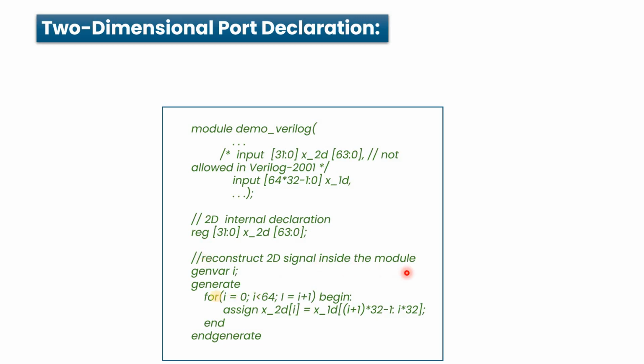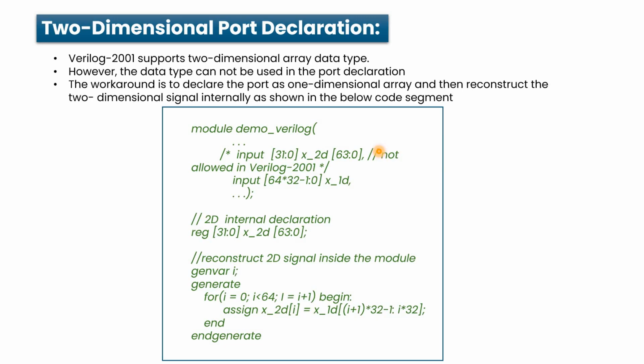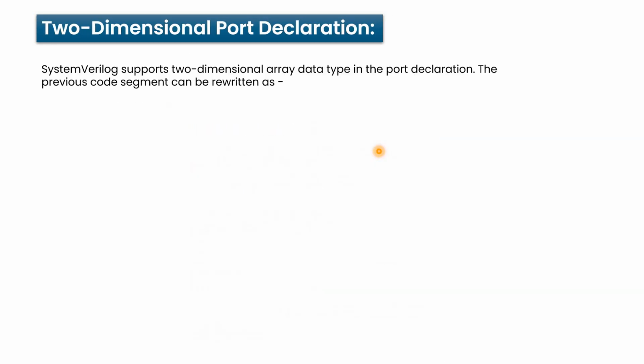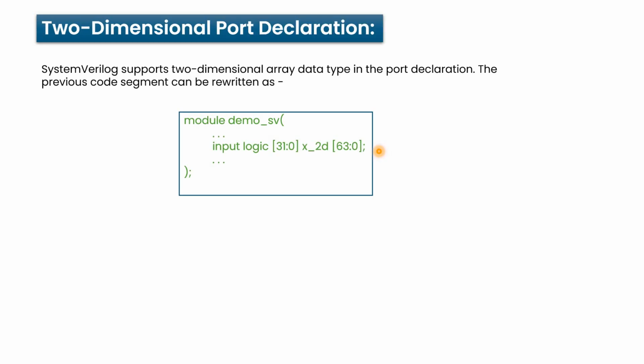We have to reconstruct the 2D signal inside the module. So again we have 64 locations, so we have to construct a two-dimensional array, something like this. So this was again an extra overhead while using two-dimensional ports in Verilog. Two-dimensional arrays are possible in Verilog, but two-dimensional port declaration is not permitted. And this has been improved in SystemVerilog, and in SystemVerilog we can directly declare a two-dimensional port like this.